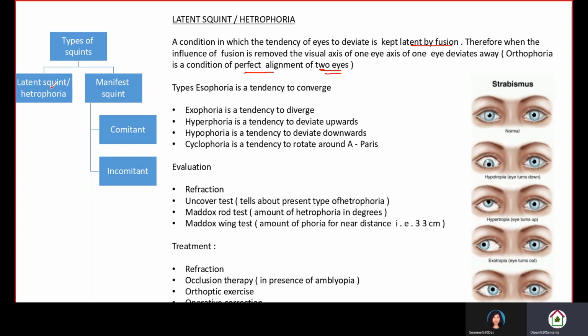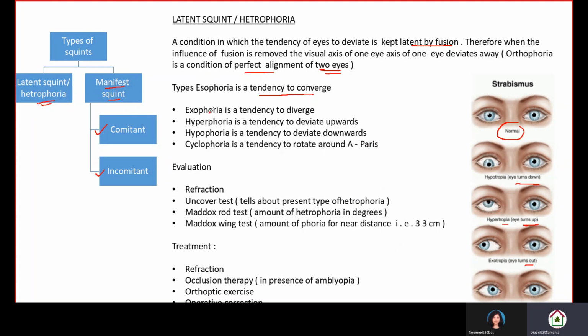Now types of squints. One is latent squint or heterophoria. Another is manifest squint. Under this, concomitant and incomitant are there. Now esophoria is a tendency to converge. Now this is normal. Hypotropia, or eye turns down. This is hypotropia. Hypertropia, eye turns up. Exotropia, eye turns out. Esotropia, eye turns in. In means medial. We call it convergence or medial deviation.